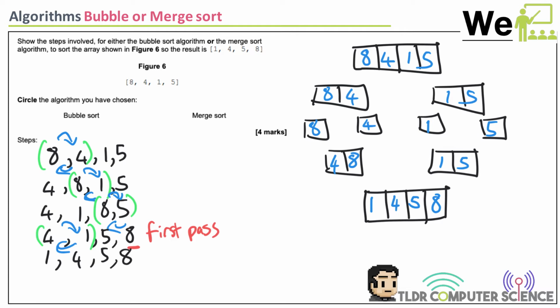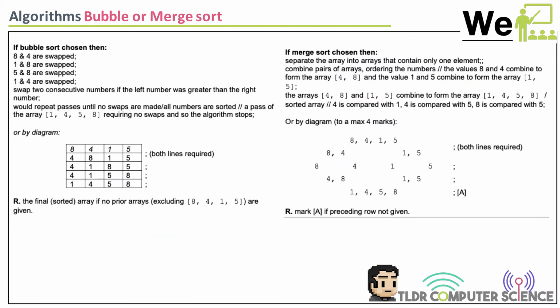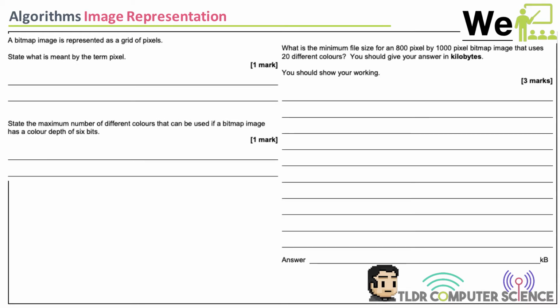Correct, Saeed. The advantage of bubble sort over merge sort is that bubble sort can be done in the original array, while merge sort, you see here, we have to create additional space to do it in. So there's a need for additional space. So these are additional types of questions we can get on paper 1.